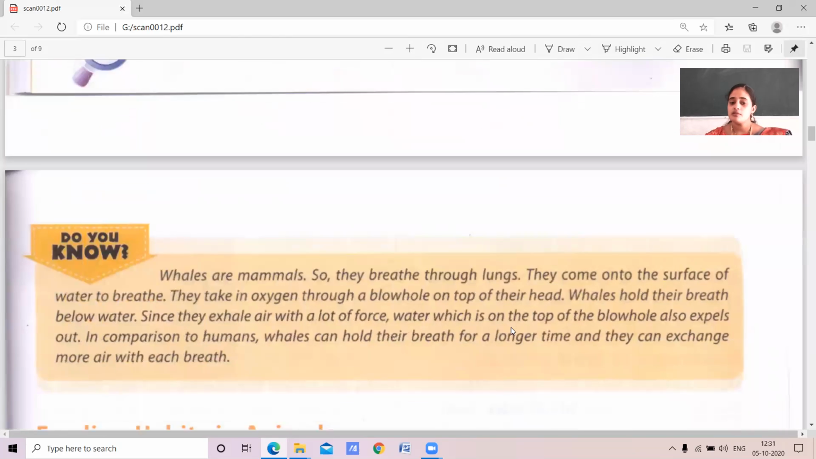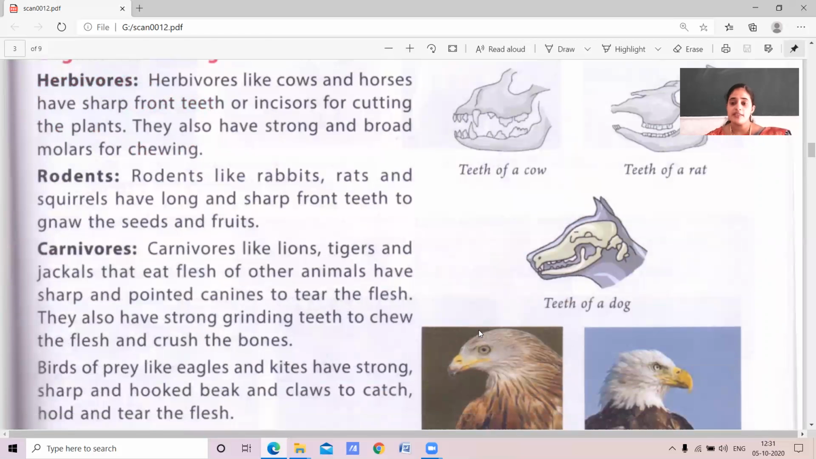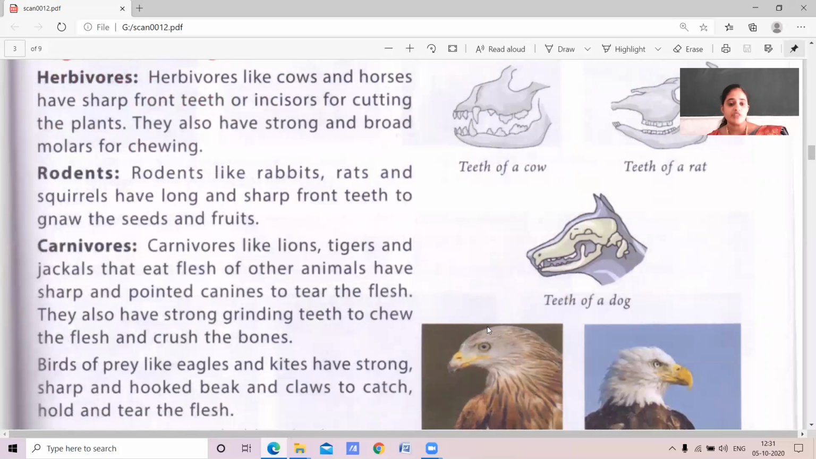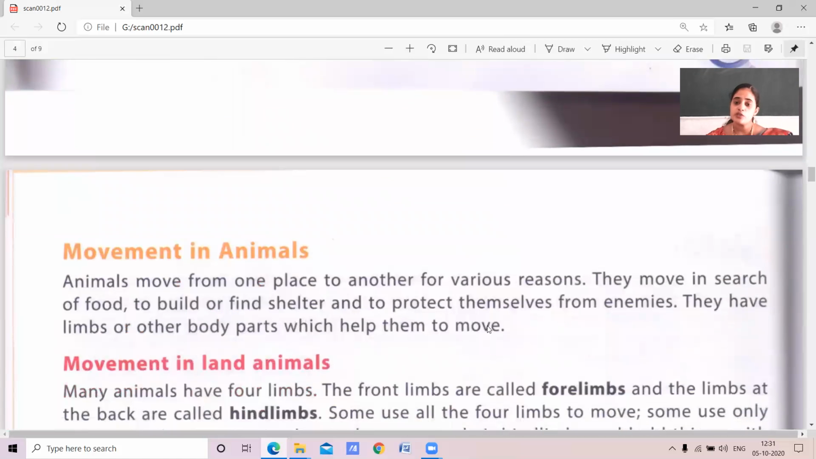Up to here, we have learnt in the last class, including feeding habits: herbivores, carnivores, omnivores. Those that eat only plants are herbivores. Some eat only flesh, they are carnivores. Some eat both plants and flesh. They are omnivores. So, in today's class, we are going to study about movement in animals.